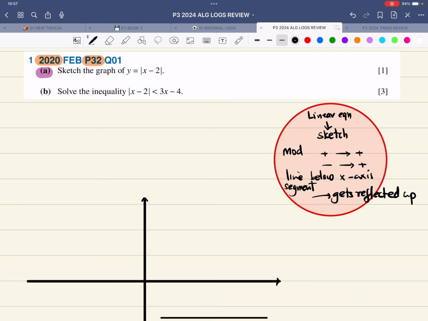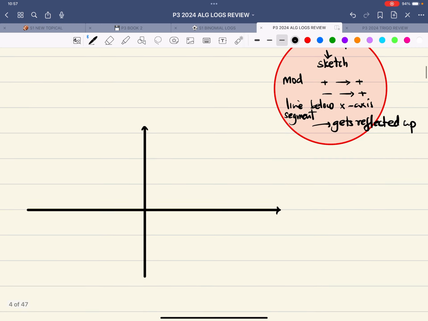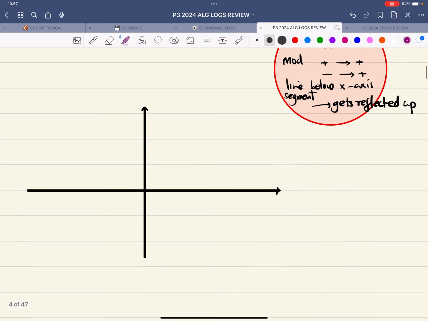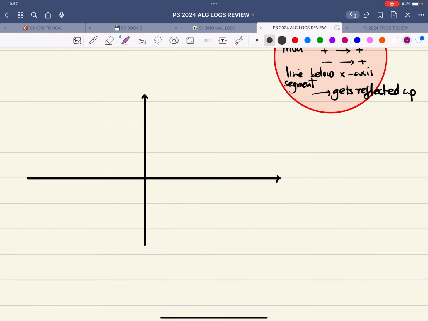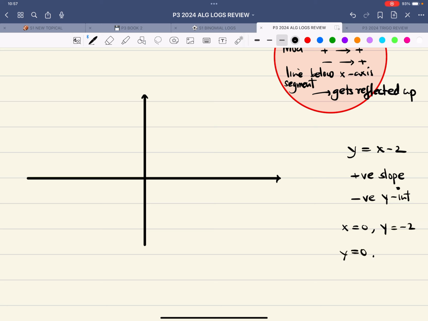So that is the knowledge. So y is equals to x minus 2. If I look at this line, y is equals to x minus 2, this line has a positive slope. This has a negative y-intercept. When x is 0, y is negative 2. When y is 0, x minus 2 equals to 0, x is 2.